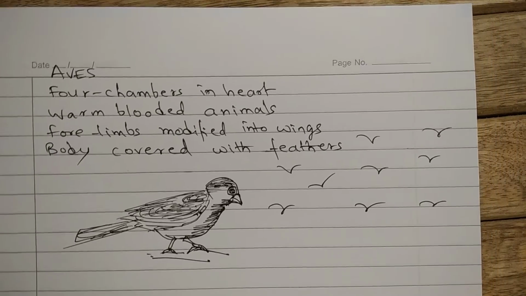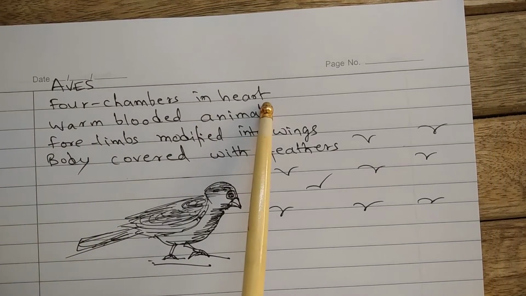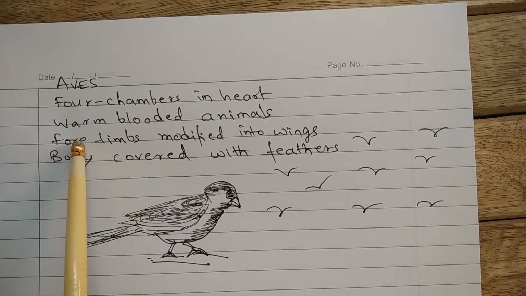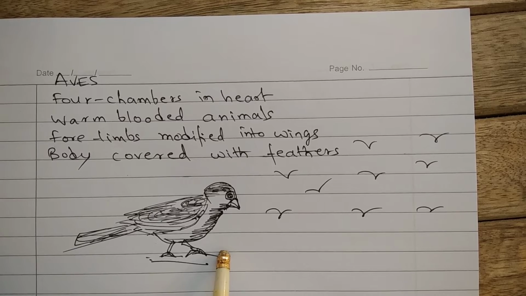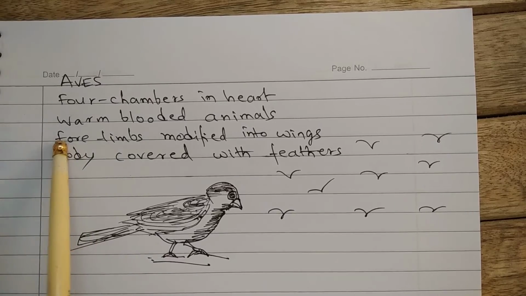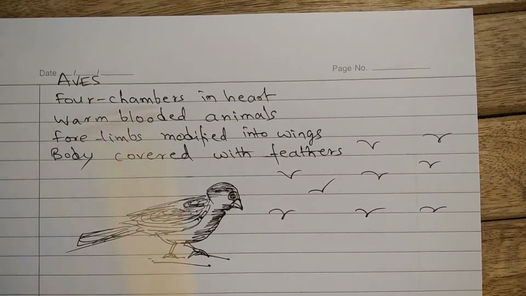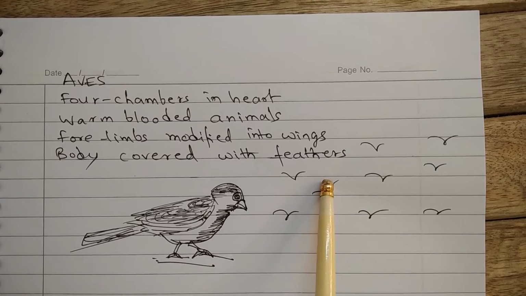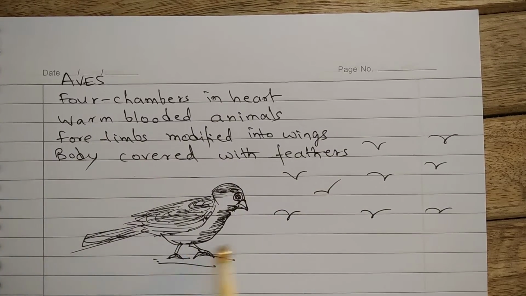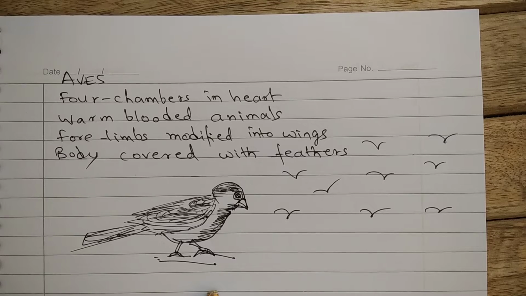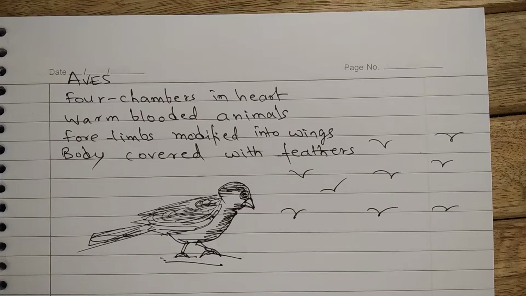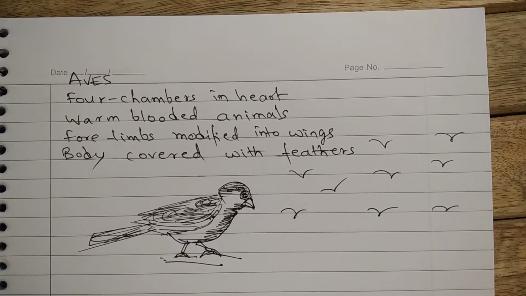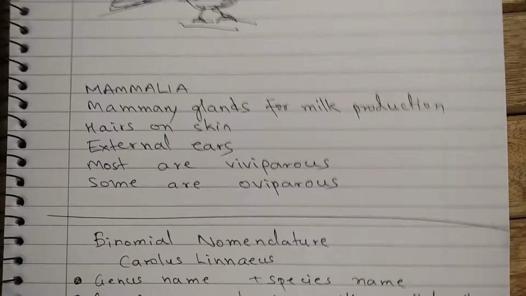Aves. Aves have 4 chambers in their heart. They are warm-blooded animals, which means they can control their body temperature. They do not have to depend on the environment for maintaining a proper temperature of the body. The 4 limbs are modified into wings so that they can fly. The body is covered with feathers, and there are many flight adaptations in these animals. You can count so many examples of birds like pigeon, parrot, crow, eagle, swan, duck, so on and so forth.